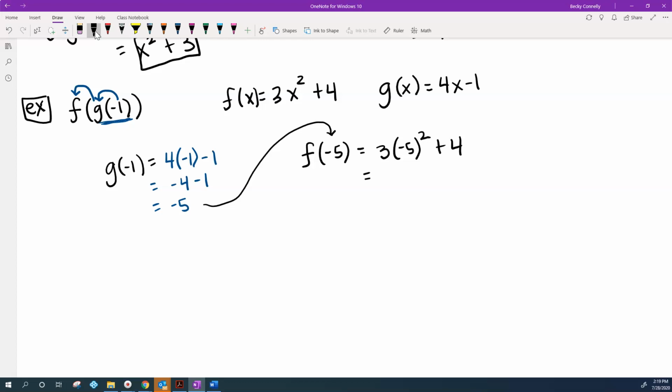And then if I simplify that, -5 all squared is positive 25, so I really have 3 times 25 plus 4. 3 times 25 is 75, plus 4 is 79. So my f of g of -1 is 79.